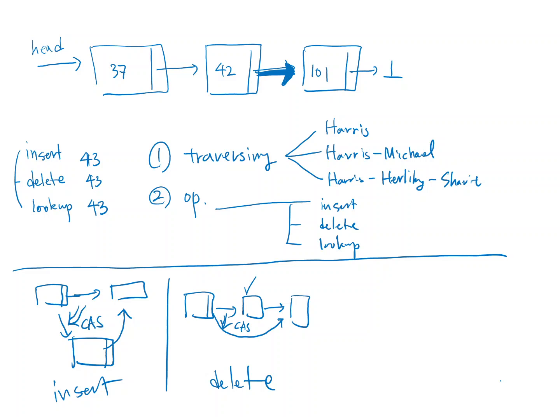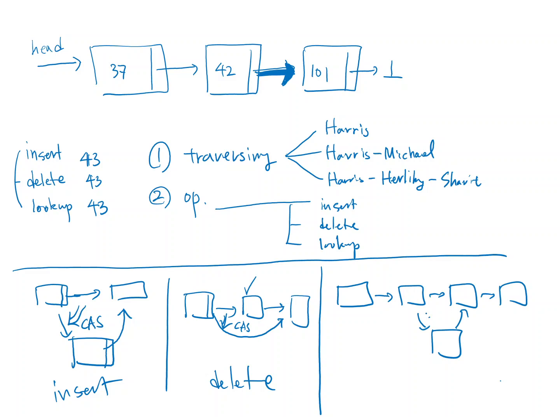But in order to synchronize with insertion, you need some extra care. The reason is that if insertions and deletions are happening at the same time, it may be the case that you lose an insertion. So suppose that in a linked list, you are inserting a new node here. You can do that by performing a CAS here. And at the same time, maybe another thread is deleting this node.